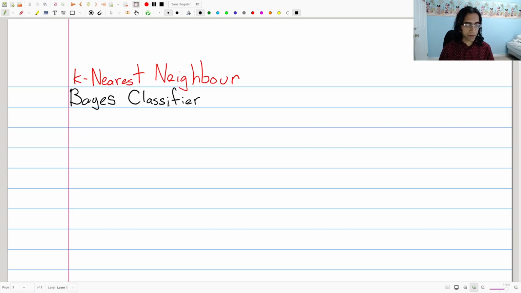And we'll see later that in a certain technical sense, the k-nearest neighbor is able to compete with what is known as the Bayes classifier. So let's talk about what the Bayes classifier is.